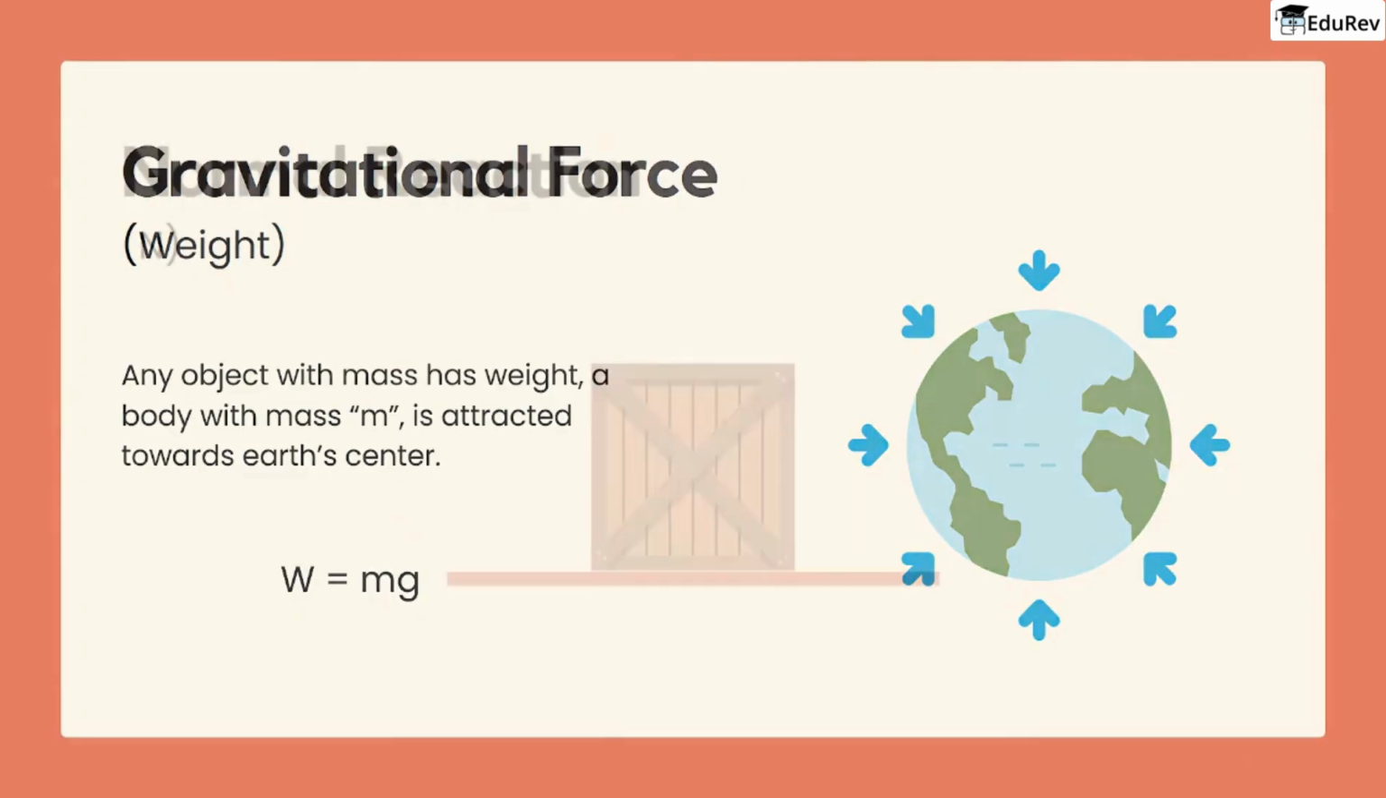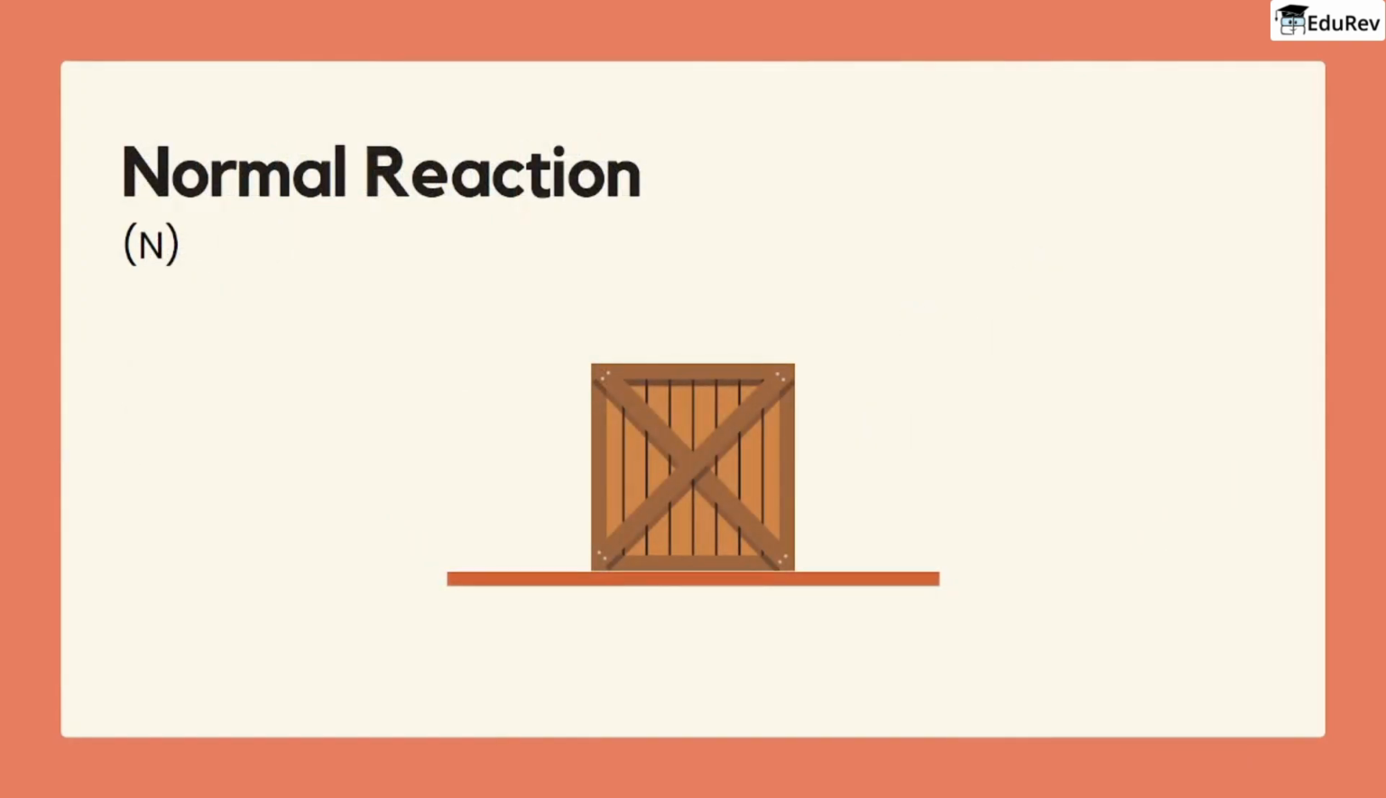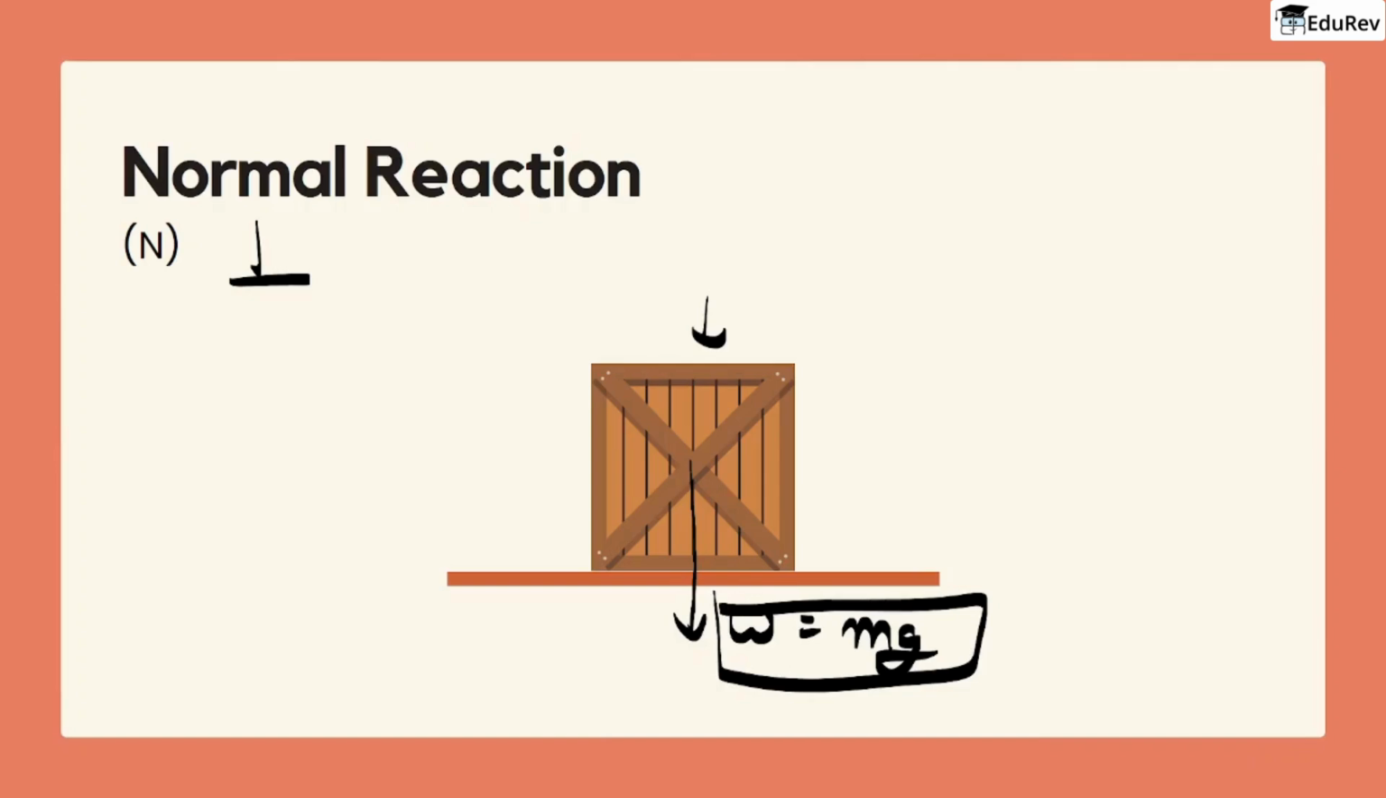Next, let's study about normal reaction. Normal means perpendicular. So suppose there is a box kept on the floor. Gravity must be pulling it towards the center of the earth with a force W equals mg. But you observe the box is still not moving. There is a force that is being applied on it, but the box is not moving. This means that a force opposite to W must be applied on the box, which is preventing this movement.